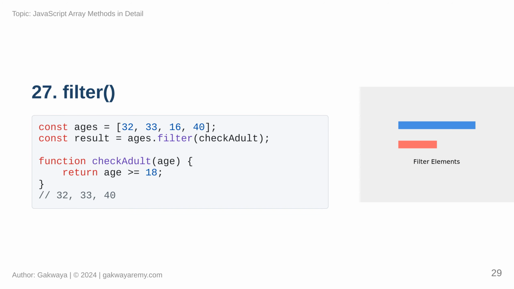The filter method creates a new array filled with elements that pass a test function. It's like having a sieve that only lets through items meeting your criteria. Each element is tested, and only those that return true are included in the new array.